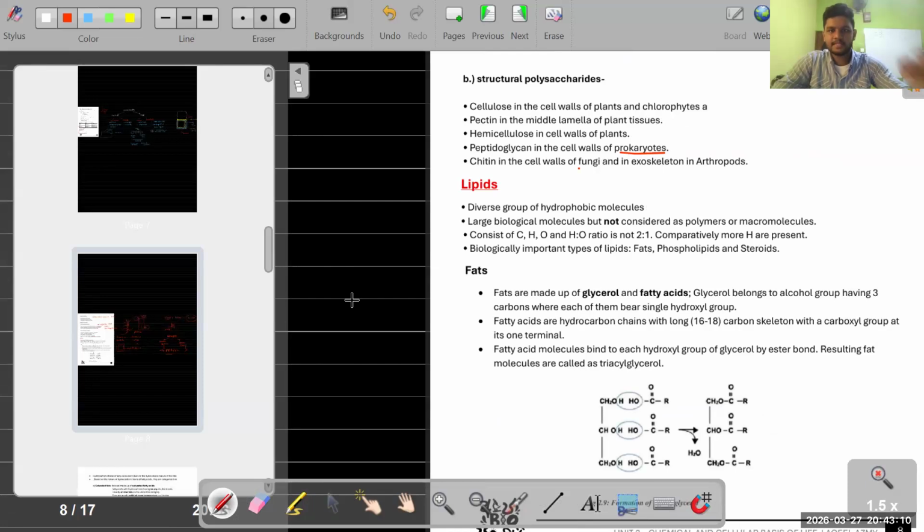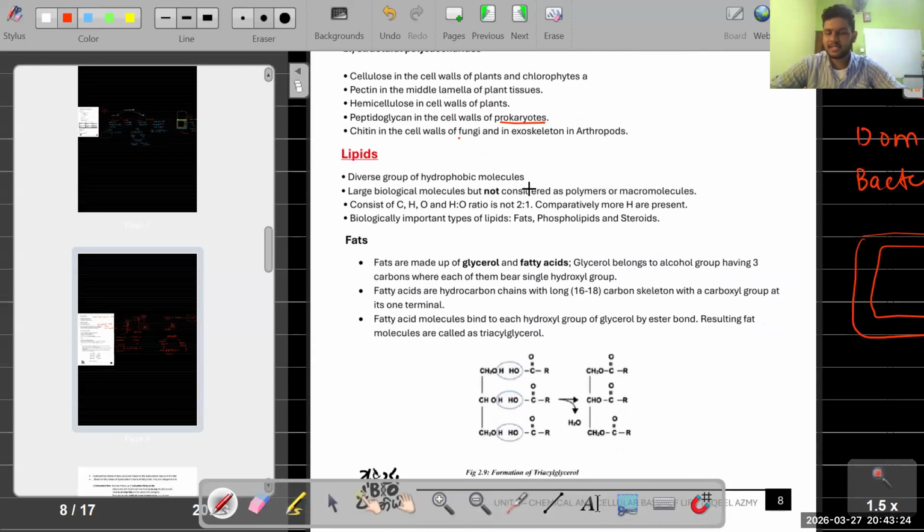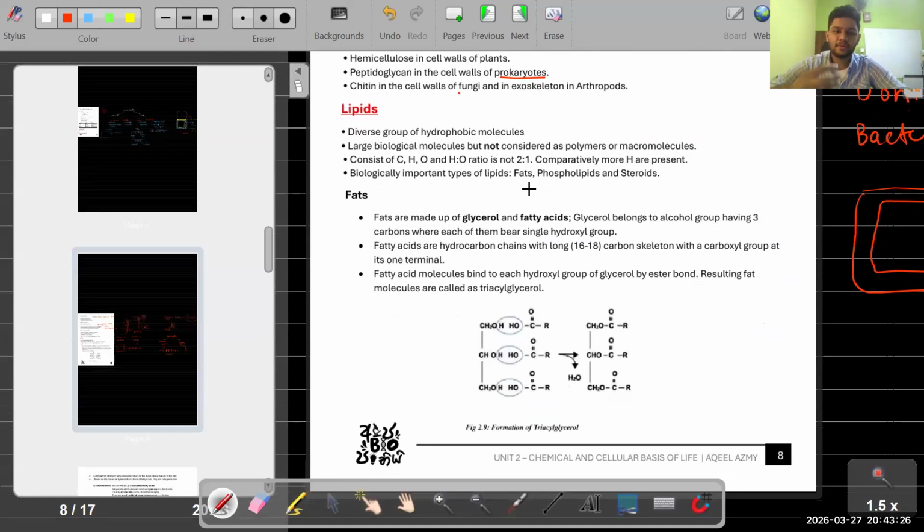Okay, then let's move to a new topic, which is lipids. Before we keep on reading the notes, just for a change, let's have a small discussion. As soon as you come across the word lipid, what comes to your mind?